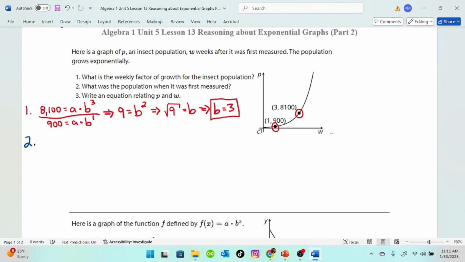Number 2. What was the population when it was first measured? Well, we know that after 1 week, the population is 900. So if I want to find the population 1 week earlier, and I know that the growth factor was 3, then I can take that 900 population after 1 week, I can divide it by the growth factor, and it will tell me that the initial population was 300 insects.